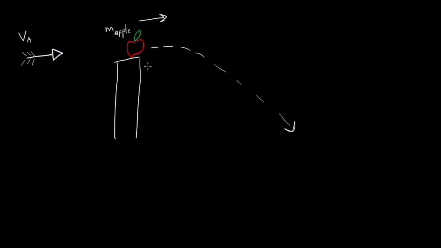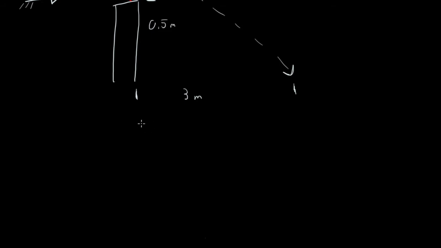So let's give ourselves some data here. Let's say this pedestal is at a height, let's give it 0.5 meters. Let's say that the apple and arrow combination lands 3 meters away from that pedestal. Now, we can set up a table just like we've done in the past. We've got an X and a Y. We've got a displacement.